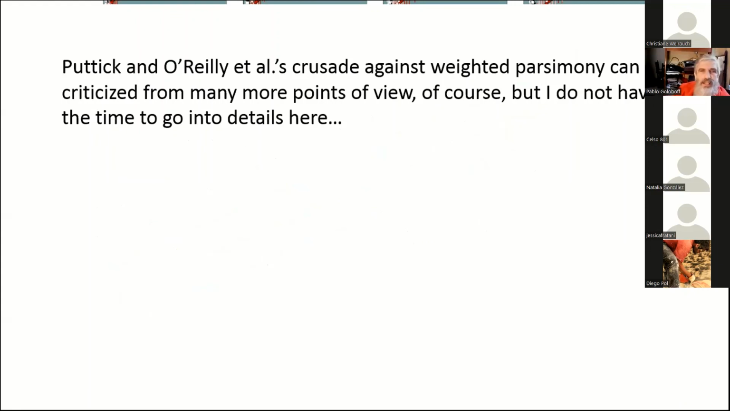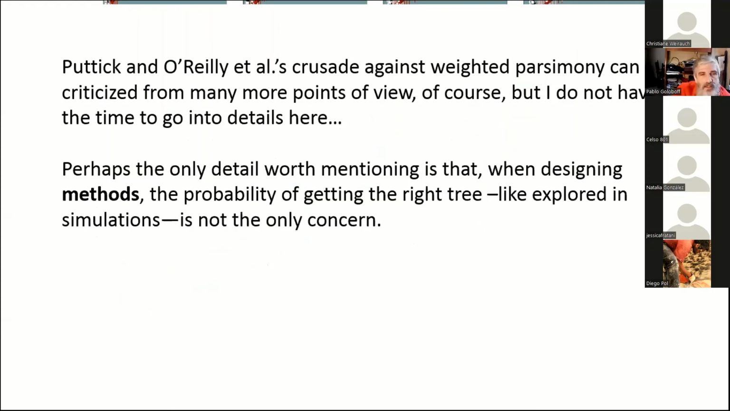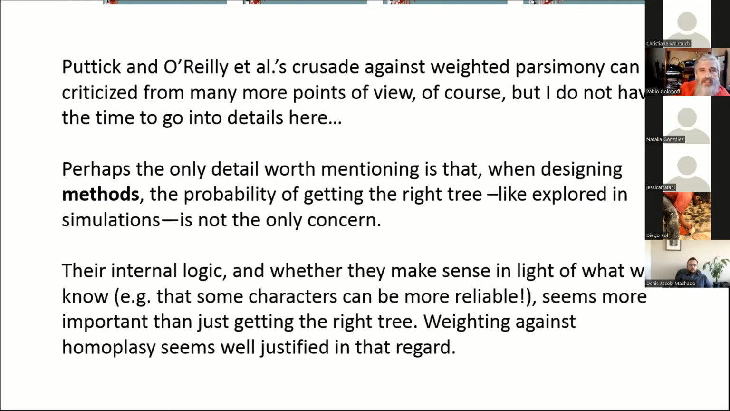Now, Puttick and O'Reilly et al.'s crusade against weighted parsimony can be criticized from many more points of view, of course, but I do not have the time to go into details here. I'll be happy to do so in the questions section if anyone wants to ask. But perhaps the only detail worth mentioning here, in connection to Puttick and O'Reilly et al.'s papers, is that when designing methods, the probability of getting the right tree, which is what you can explore in simulations, is not the only concern. The internal logic of the methods and whether they make sense in light of what we know, for example, that some characters can be more reliable than others, seems more important than just getting the right tree. And weighting against homoplasy seems well justified in that regard.